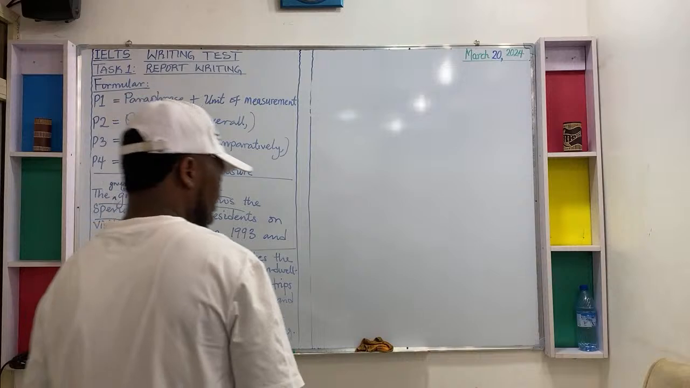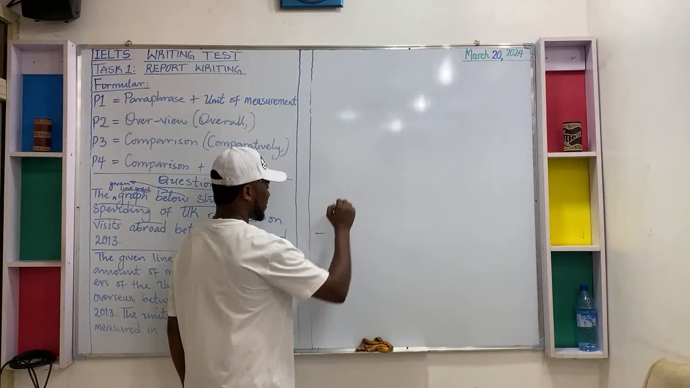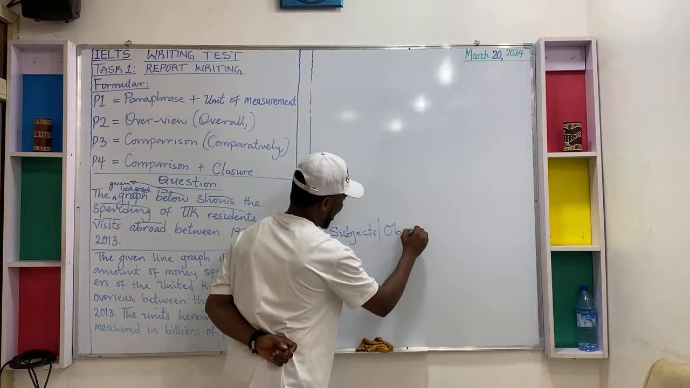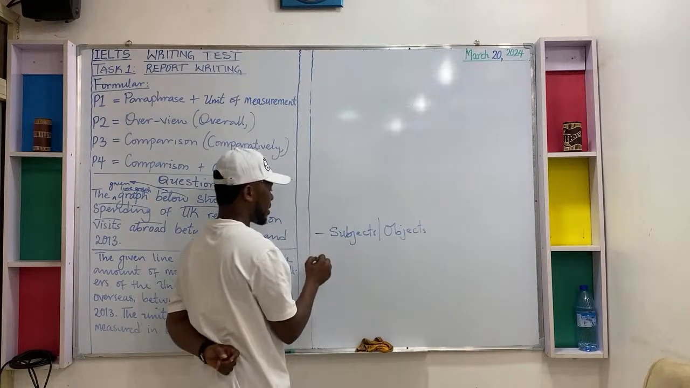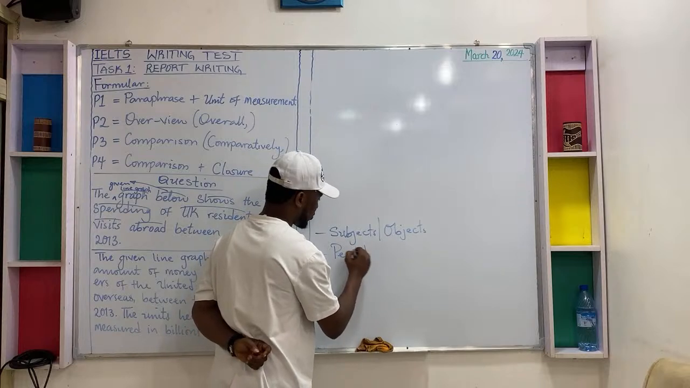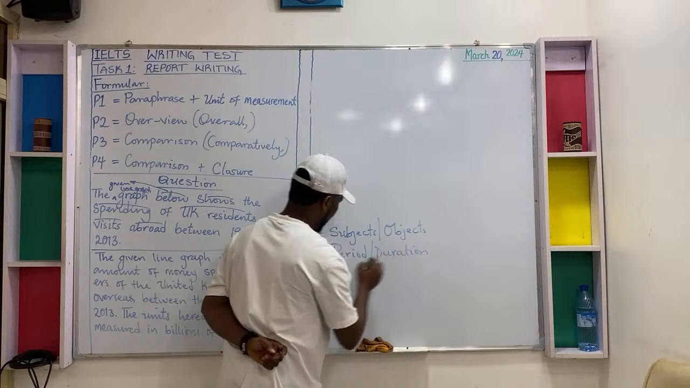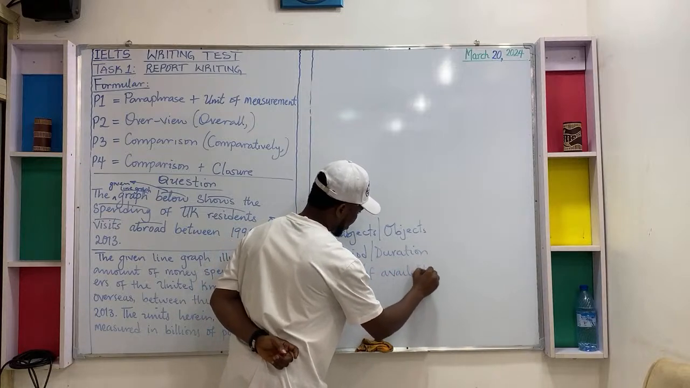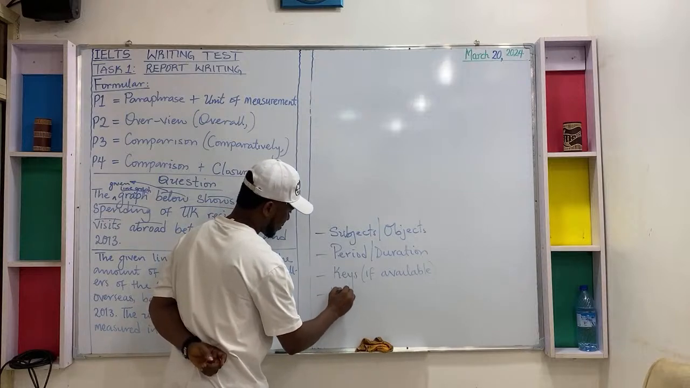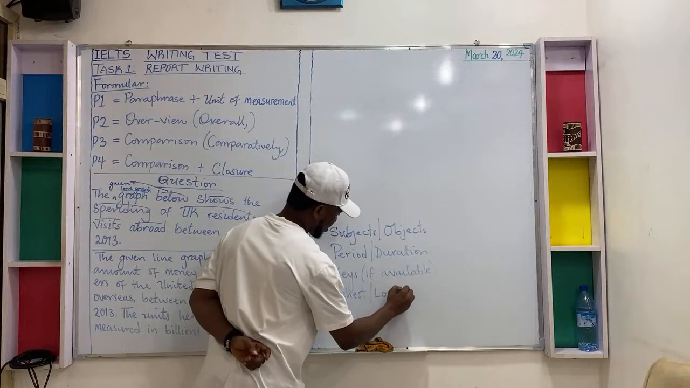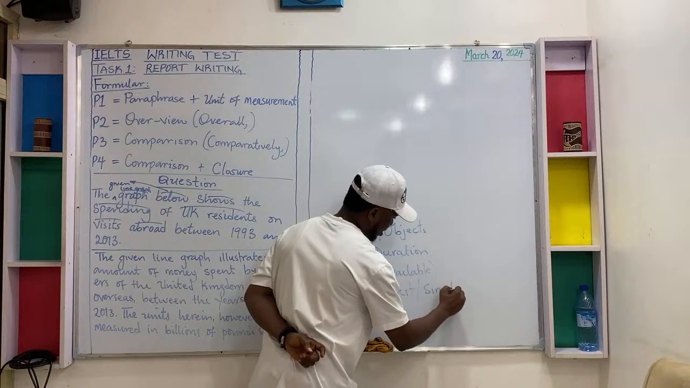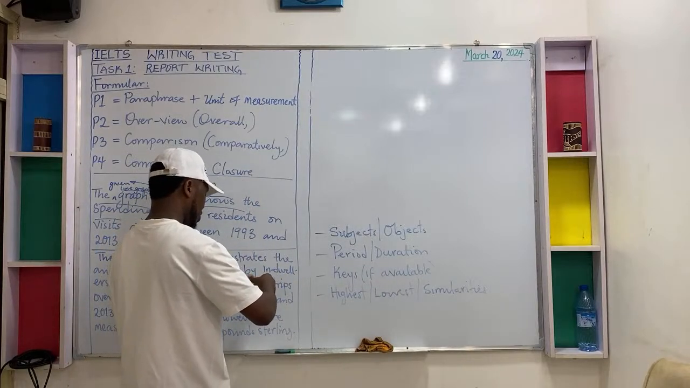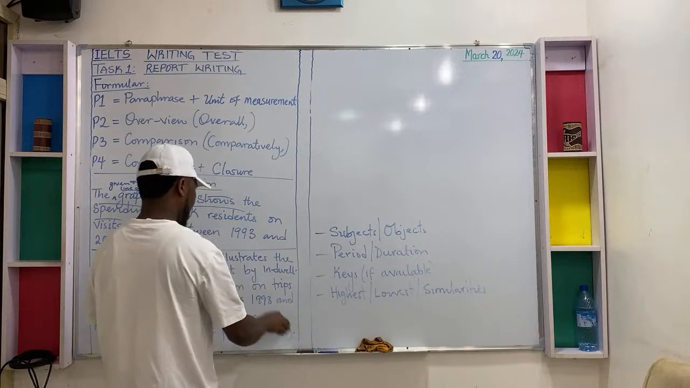When you are making your descriptions, there are four major features you are advised very strongly to factor in. The first is bringing subjects or objects as indicated on your question paper. Bring in period or duration as you can find on the question paper. Identify the keys if available. Then talk about the highest, the lowest, or the similarities that you can find on the question paper. These features you should try as much as possible to factor in when you are writing your second paragraph.